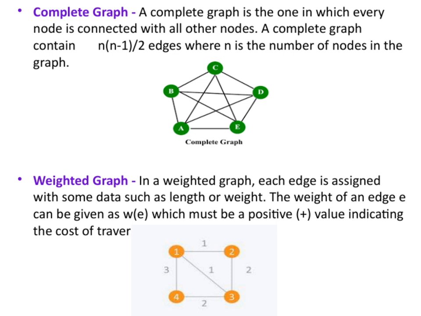Next, we move to weighted graphs. These are quite useful because they allow us to assign a specific value or data to each edge. Think of it as adding a label that indicates something like the length, cost, or capacity of that connection. The weight of an edge, which we represent as W(E), must be a positive value because it usually indicates a cost or effort to traverse that edge. This makes weighted graphs particularly important in real-world applications like shortest path problems or network optimization, where the weights help us determine the most efficient routes or solutions.